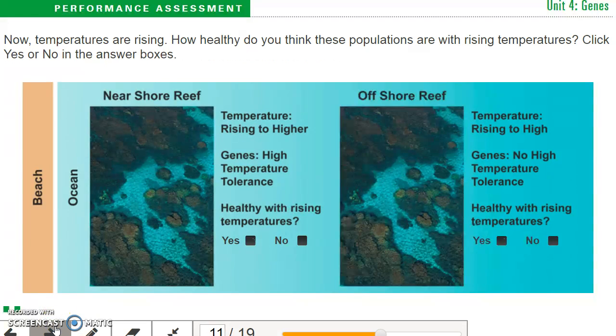Okay, here we go. Now temperatures are rising. Okay, so the nearshore reef, the temperature is now getting higher. Again, its genes do allow it to tolerate high temperatures. Do you think that this reef is still healthy with the rising temperatures? Okay, offshore reef. The temperature is also rising to high, but its genes do not allow it to tolerate that high temperature. Is it healthy with rising temperatures? No. Good job.